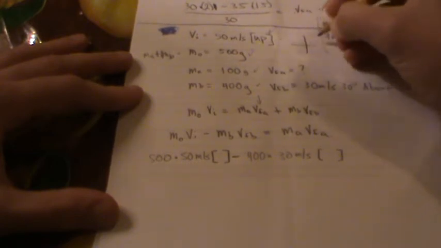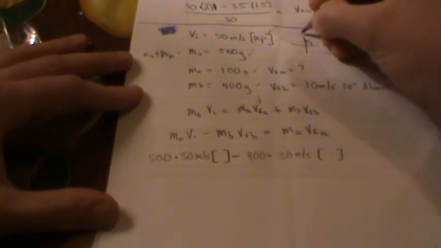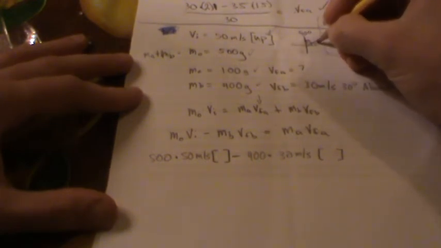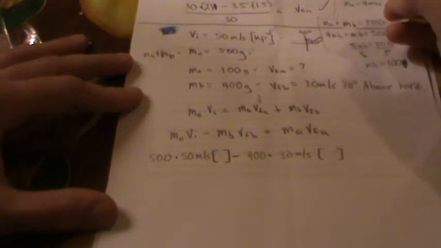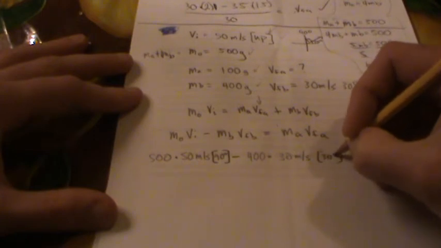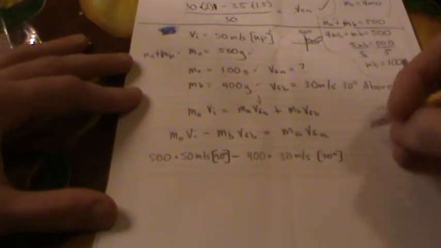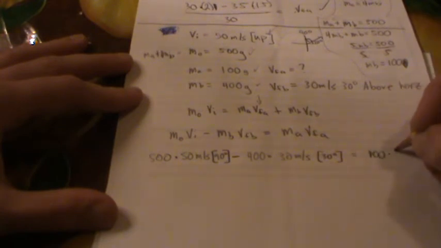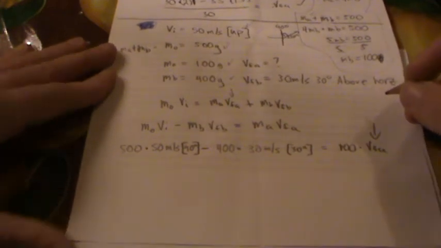Well, if I draw a side view, up can be considered at 90 degrees, according to my calculator. And 30 degrees above horizon can be considered at 30 degrees. So I'm going to write 90 here and 30 there. And this is equal to M_A, which is 100 times V_FA. And I'm actually looking for V_FA. All right.